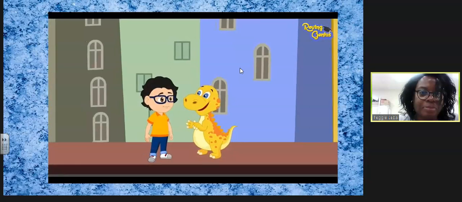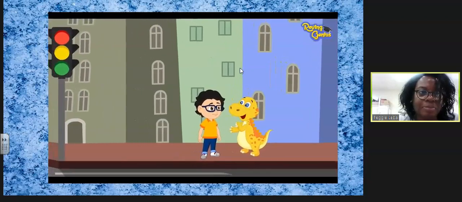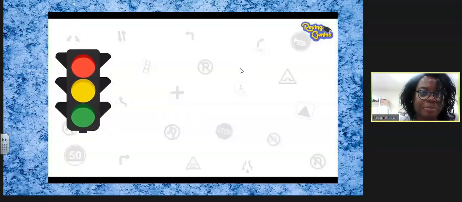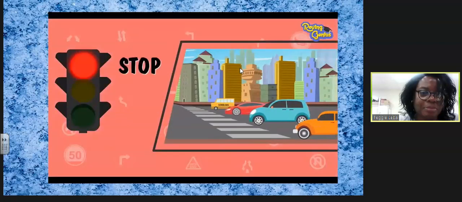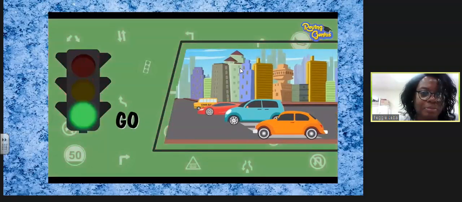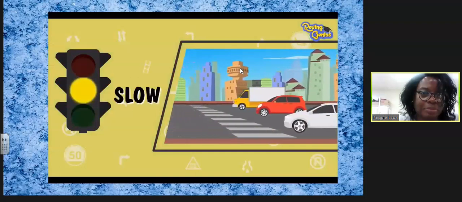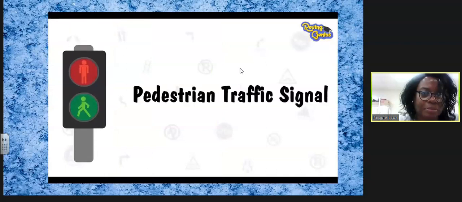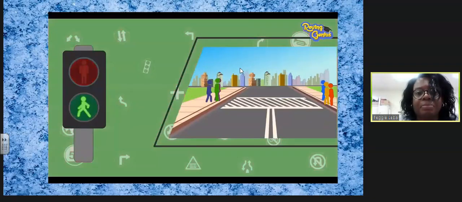The most important part of the traffic rules is the traffic light. Traffic light guides people when to stop or slow down or proceed their vehicles. The traffic light consists of three colors. Red means stop. Green means go. And yellow means slow down your vehicle. Also, there is a signal for people crossing the road. Red man's sign on the signal means stop. Green man's sign on the signal means go.